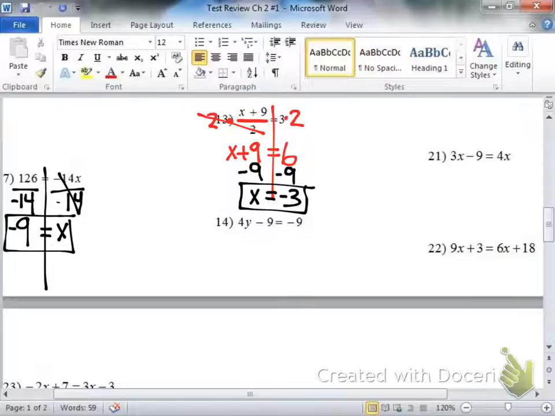All right, 14's a two-stepper. How should I start? Add 9 to both sides. So I have 4y equals, what's -9 plus 9? 0. Oh no, this is where I panic and just go to the next one, right? You can't panic. You have to persevere. What should I do?